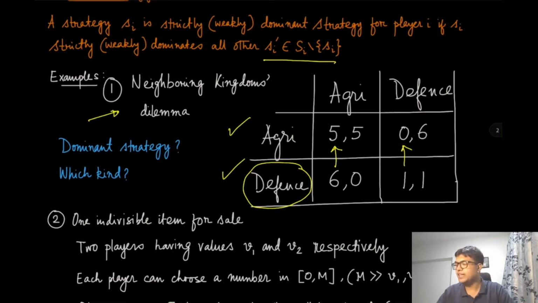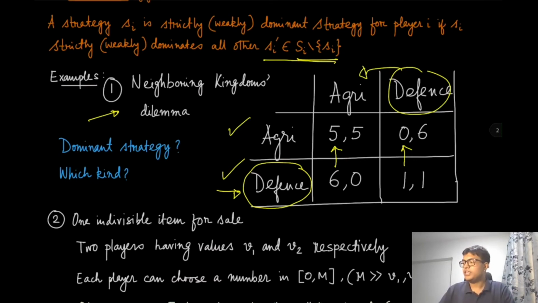So you can say that this strategy, defense, for player 1 is essentially a strictly dominant strategy, because it dominates all other s_i primes. Just in this case, the set of other strategies is just a singleton. So there is only one other strategy, which is agriculture, and s_i dominates. So defense strictly dominates agriculture. And you can see that the same thing happens even for player 2. Defense strictly dominates agriculture.